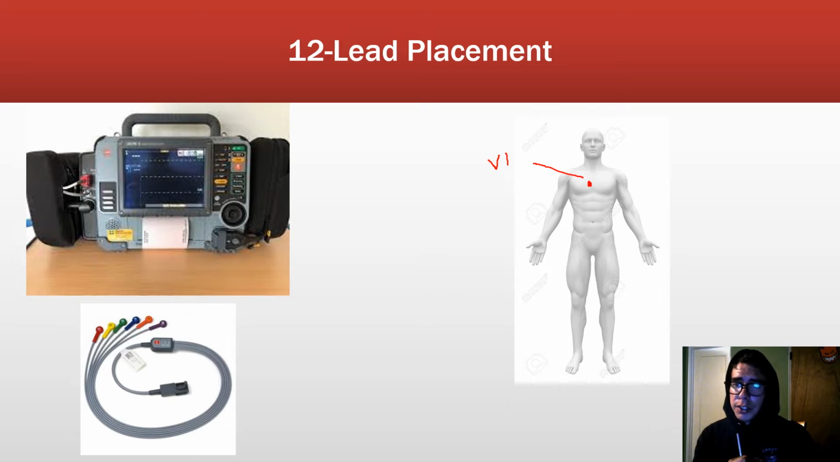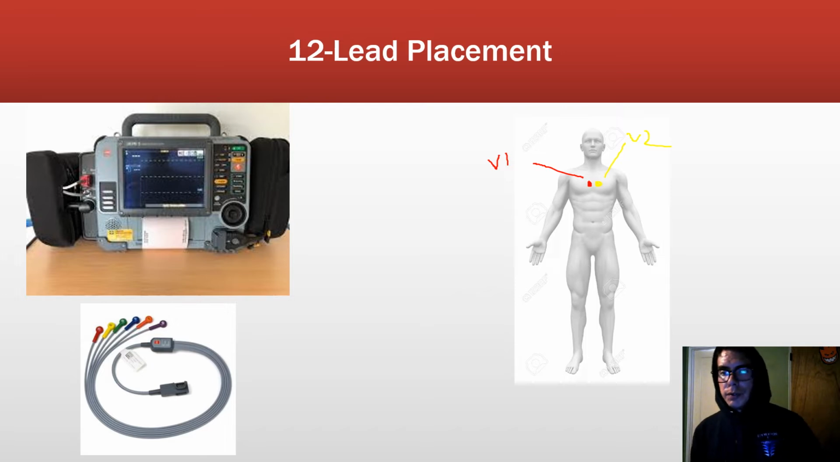Then our yellow one, that is going to go in the same spot except on the left side. So the left side of the sternum, 4th intercostal space. So right there. And again, that's V2. Then we're actually going to skip V3 and go to V4. And you'll see why in a second.